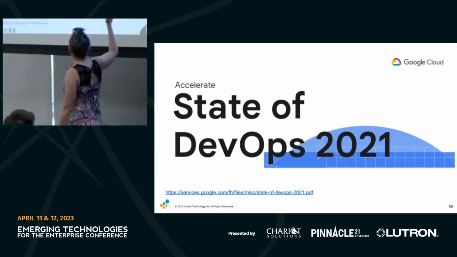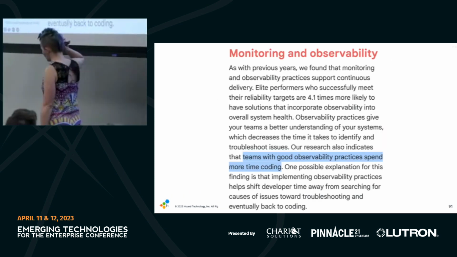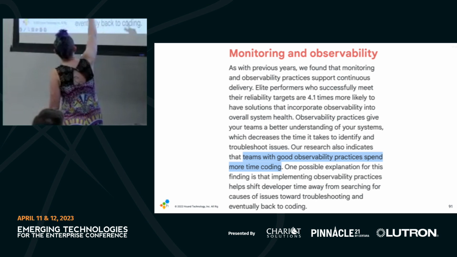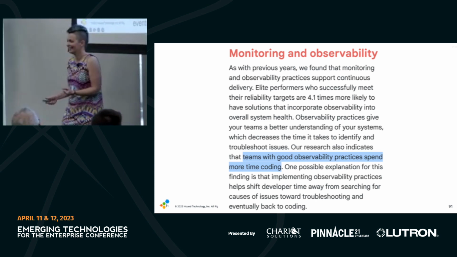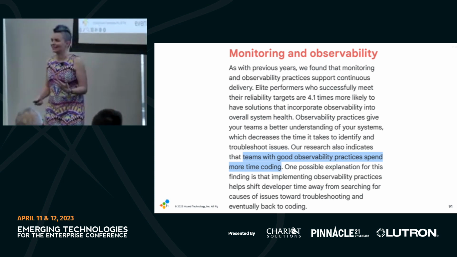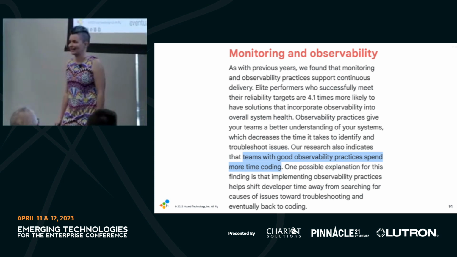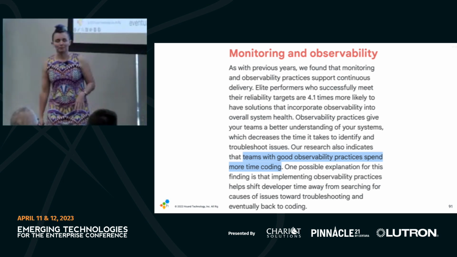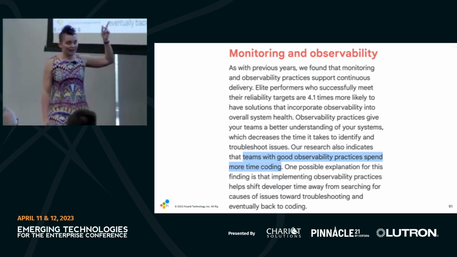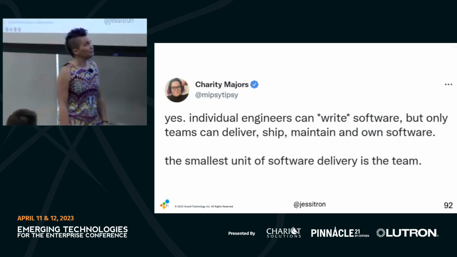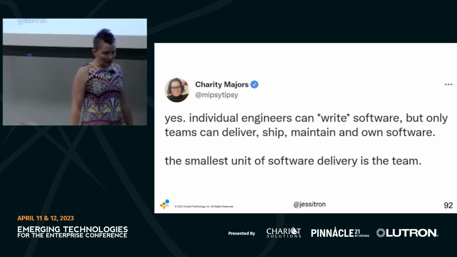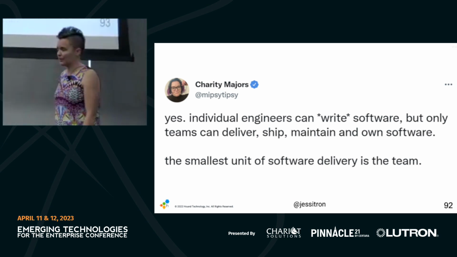Favorite quote from State of DevOps 2021, which is the last time they focused on observability and monitoring: teams with good observability spend more time coding. So yes, it's an extra thing to think about, just like testing, but it can replace logging. And in the end, it's going to keep us from spending a lot of time debugging production. And it's going to help not just us, but our whole team.